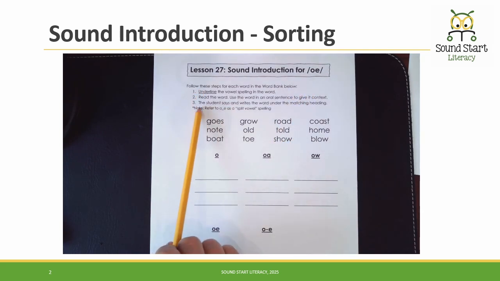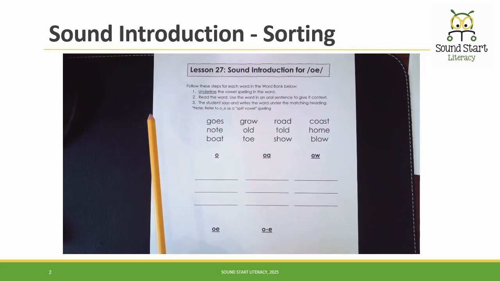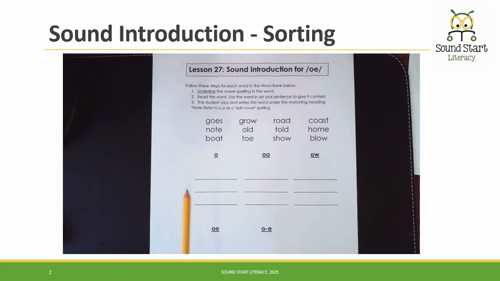We've got some basic directions up at the top, but there are more specific directions in the workbook that you can follow. So you'll see that there's a word bank up here, and then you'll see that the spellings are in bold and underlined, and then there are lines for you to have the child sort and write the word. So let's go through what this would look like.